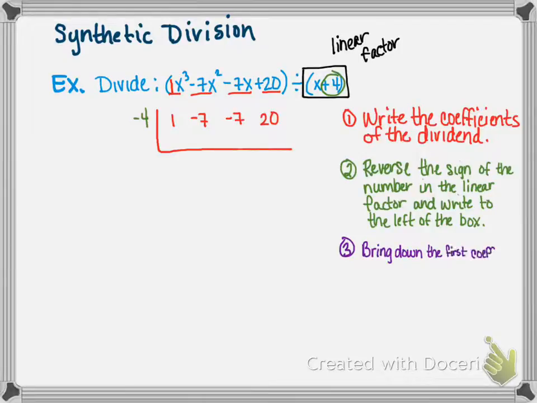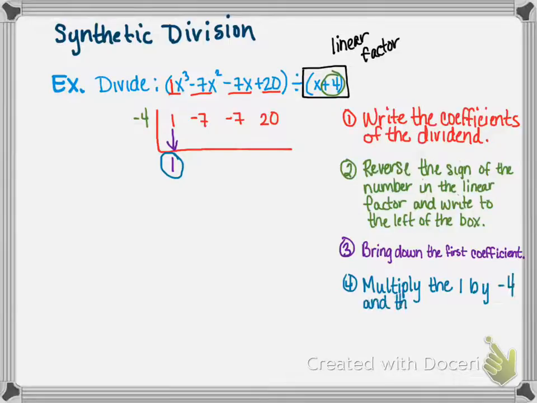Third, bring down the first coefficient. So this 1 is just going to come down underneath the line. Then we're going to multiply the 1 by the -4 and then add it to the next coefficient. So the -4 times 1 is -4. -7 plus -4 is -11.